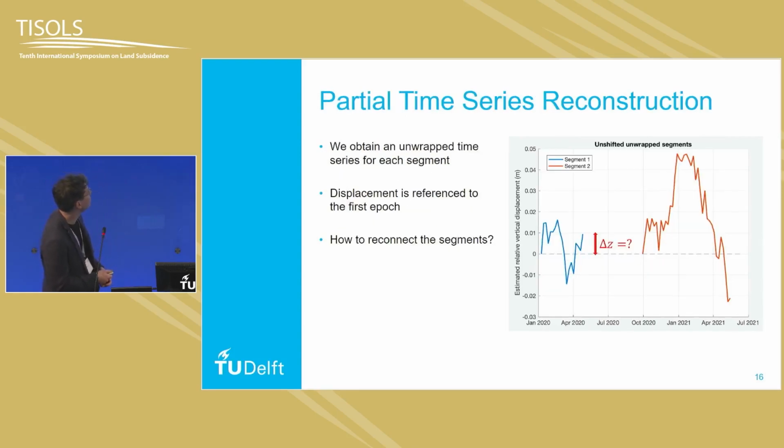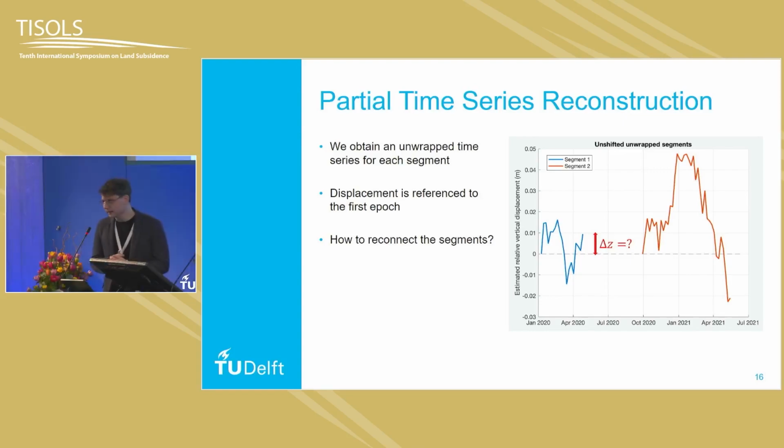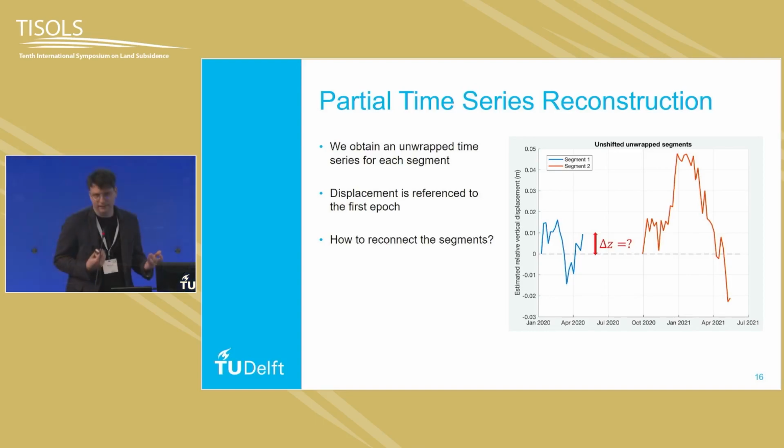Here, for instance, we have two segments that we, for now, assume are interpreted correctly, unwrapped correctly, but they're disconnected, and we don't know where they are in relation to one another. So you can say there's an unknown shift between them, and that shift represents the unknown displacement history that took place during this period here that we couldn't measure anything. So how do we reconnect these segments? How do we get a story that goes from beginning to end here?